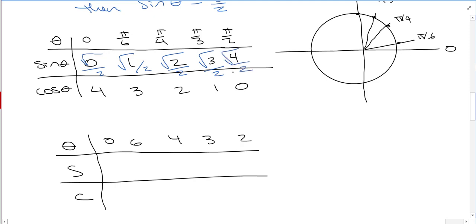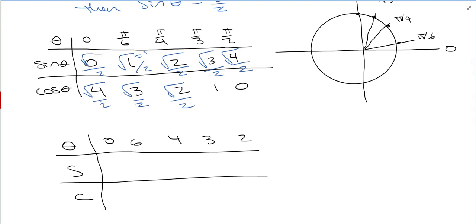So if I want the sine of pi over 2, the square root of 4 is 2 over 2, that's 1. If I want the sine of pi over 6, that's the square root of 1, which is 1, so 1/2. And the same thing over here. So cosine of pi over 4 is root 2 over 2. This gives me a shortcut to finding these.